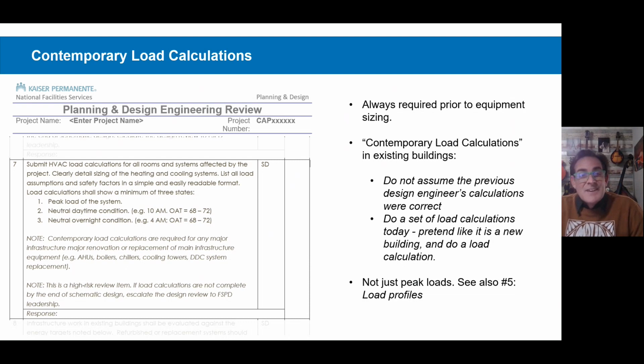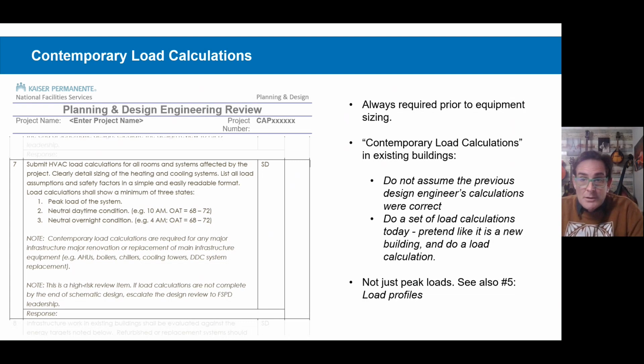And also, if you are working in existing buildings, we want you to do load calculations. We do not assume that the previous design engineer who did a set of load calculations 10 or 15 years ago got it right, and that it is still valid. So we require load calculations. That's why we call those contemporary load calculations.